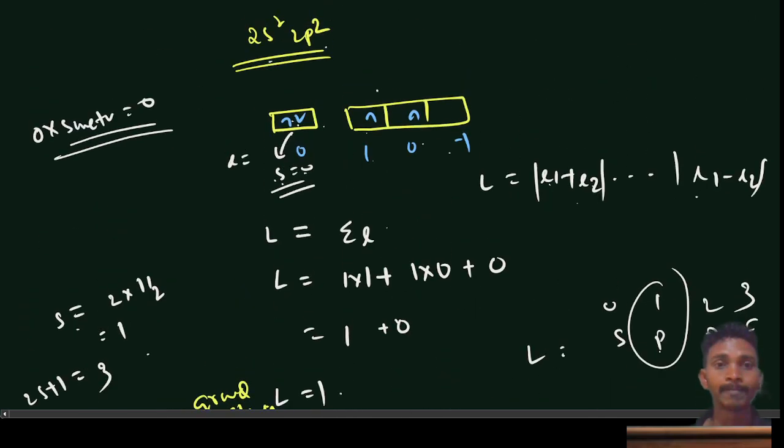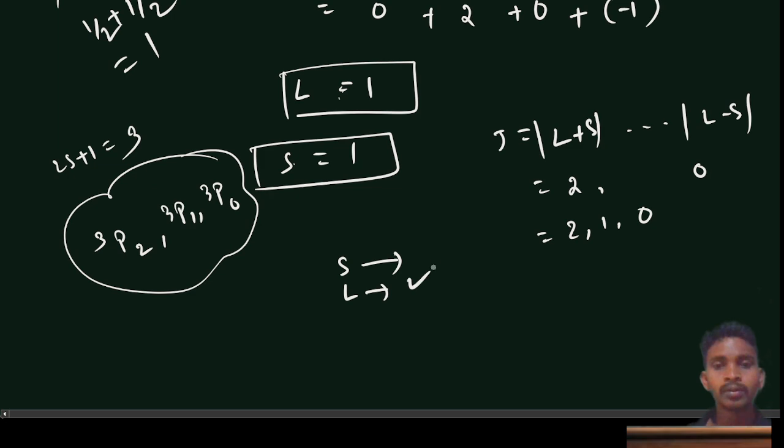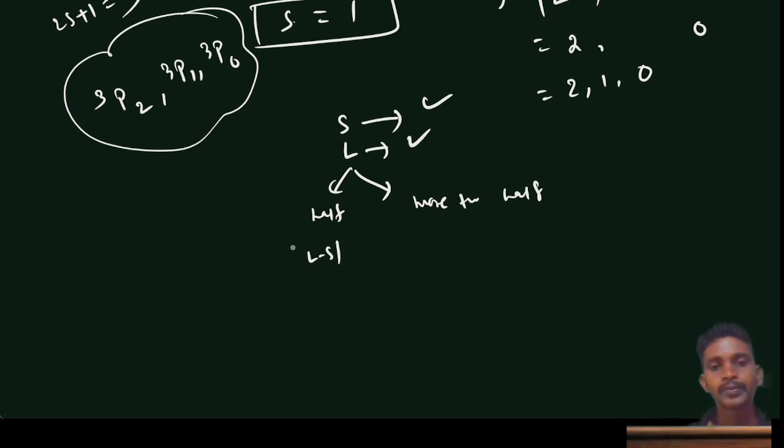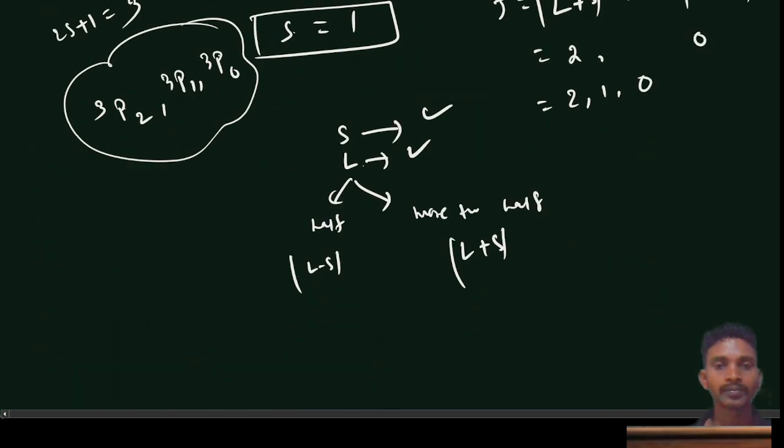So for the ground state, what we will do, first we will look at the S value, then we will go for the L value. Then we will go for whether this is half filled or whether it is more than half filled. So for half filled we look at L minus S, and for more than half filled we look at L plus S. So here we see that for both the cases this is 3, and for both the cases L is also P. So we look whether it is half filled or more than half filled. So for this oxygen, this is more than half filled.